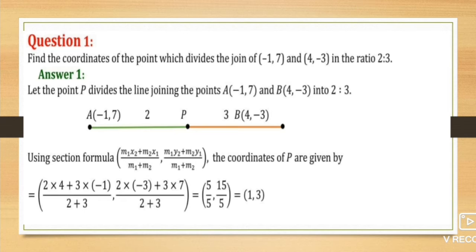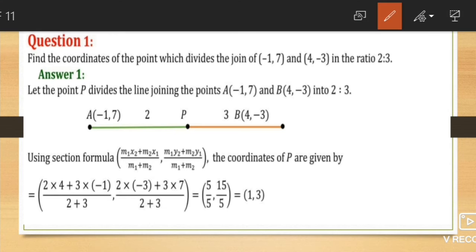Question number 1 is: find the coordinates of the point which divides the join of (-1, 7) and (4, -3) in the ratio 2:3. As you can see, I am considering this point as A and this point as B. Suppose this is point A, here is point B, and here is another point P which divides the line segment AB in the ratio 2:3. This green one is the 2 ratio and this yellow one is the 3 ratio.